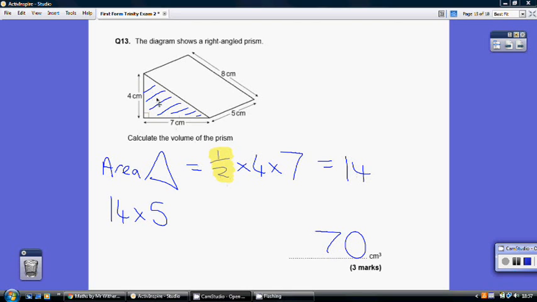Area of a triangle is half times base times height. Now once you've got the 14, as I said earlier on, step 2 is to multiply that by the depth of the prism. So 14 times 5 equals 70. That 8 is a red herring.